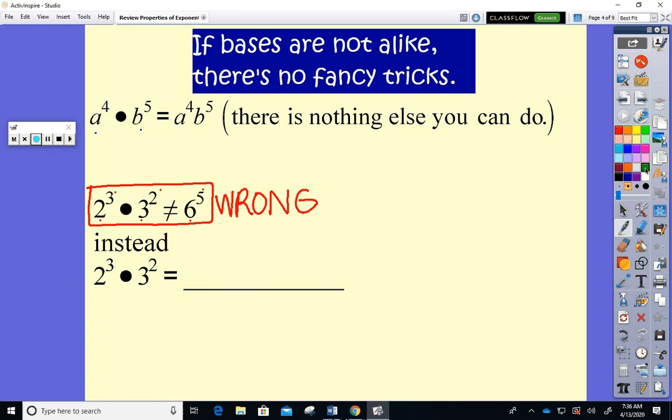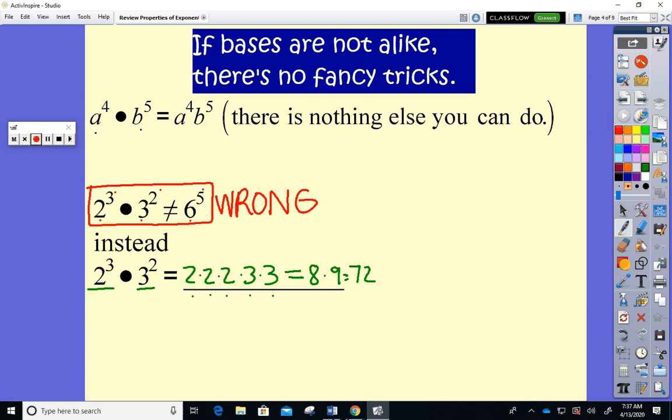Instead, you just have to say, well, 2 cubed just means 2 times 2 times 2. And 3 squared means 3 times 3. And just multiply those out. There's nothing else you can do. So I see that 2 times 2 is 4, times 2 is 8, 3 times 3 is 9. The answer is 72, but there's no exponent rule going on here. This is just a straightforward work the problem out.